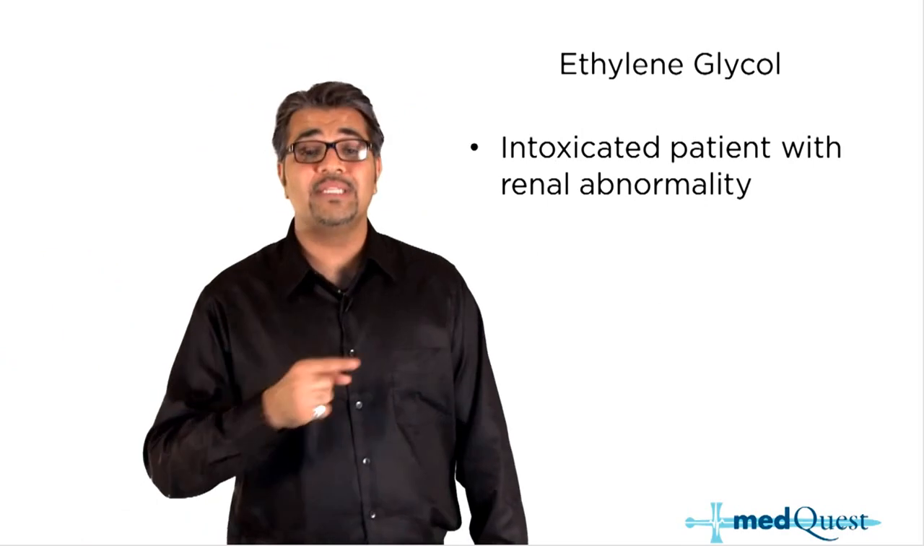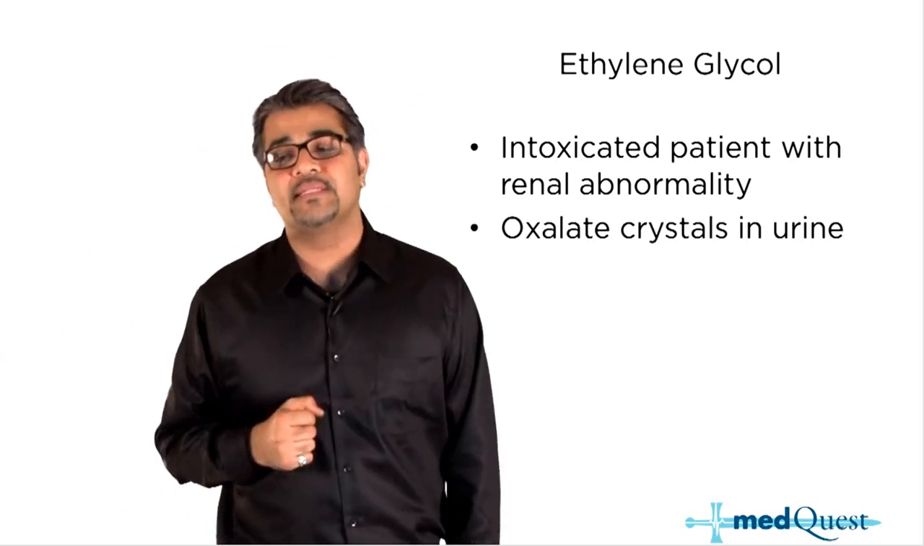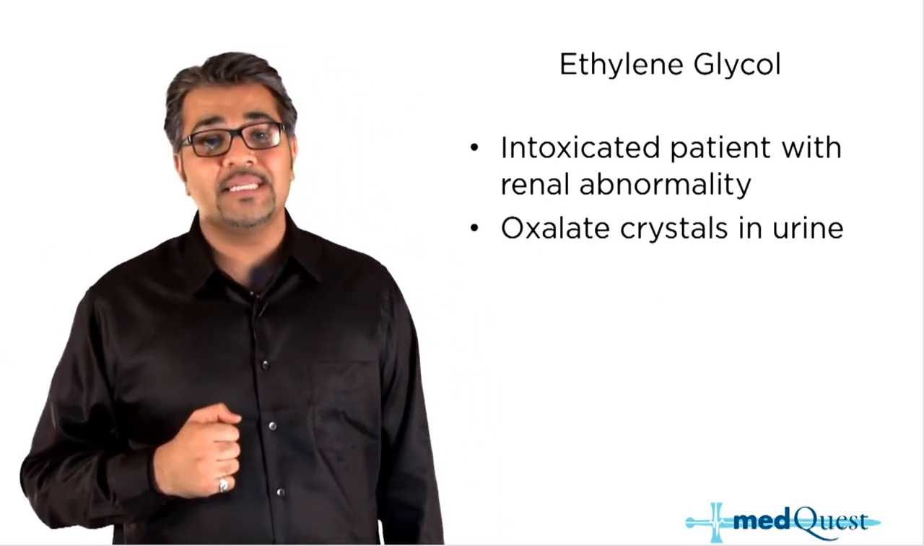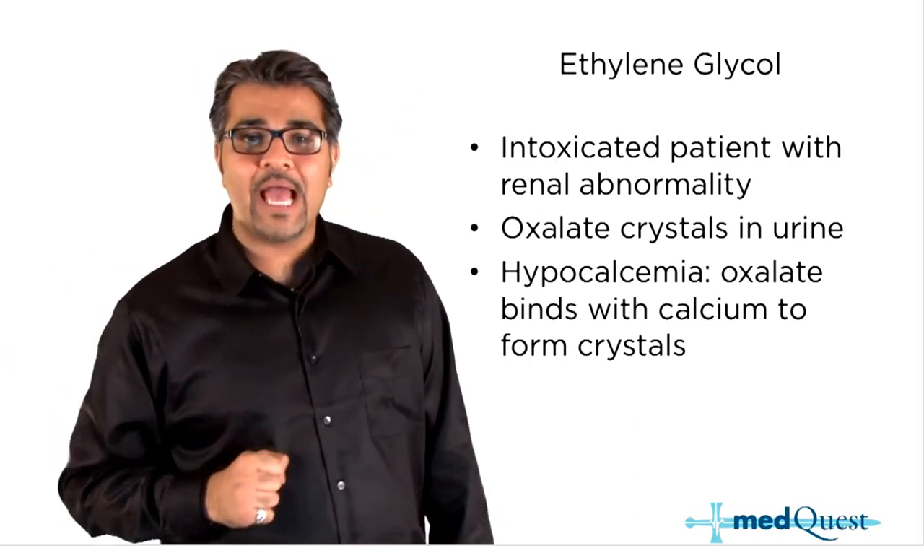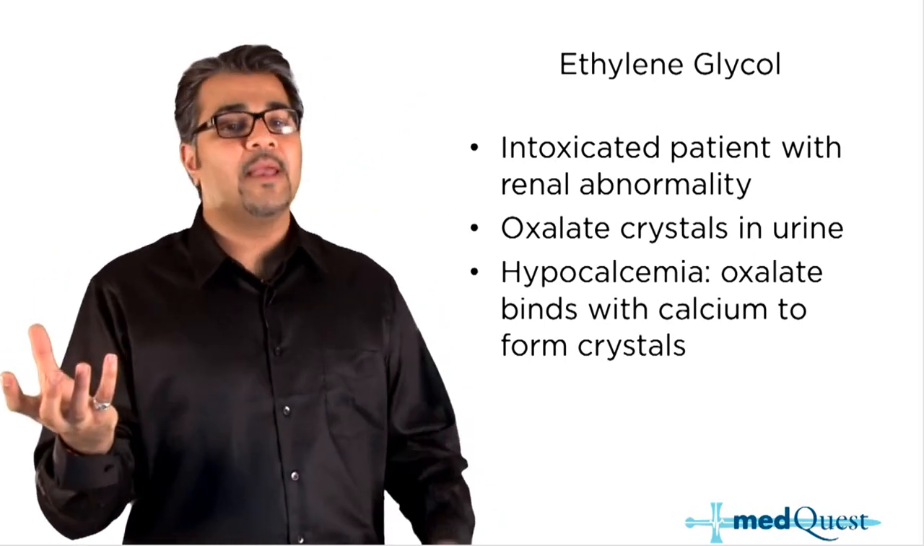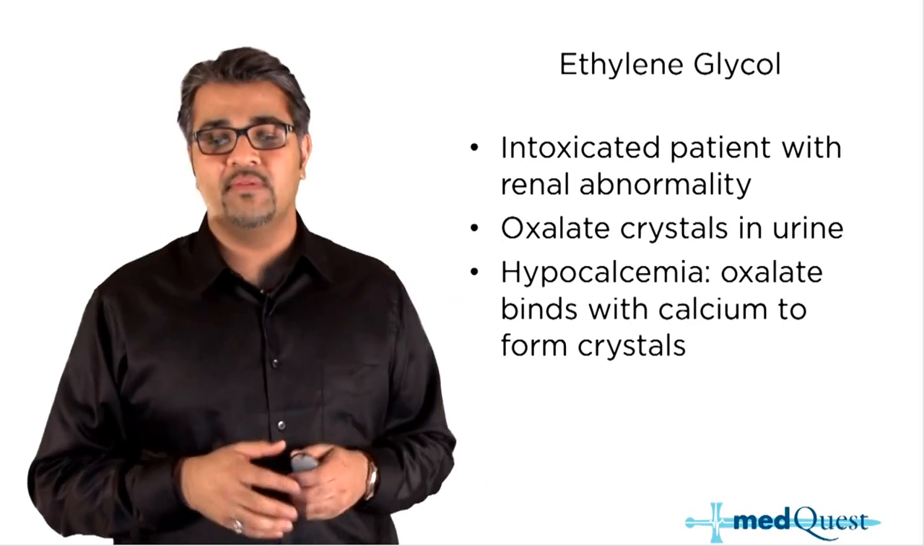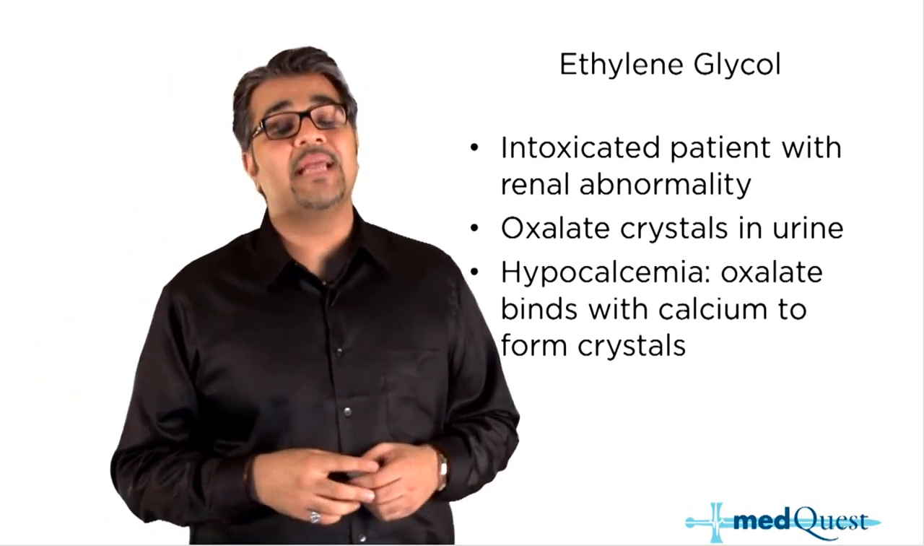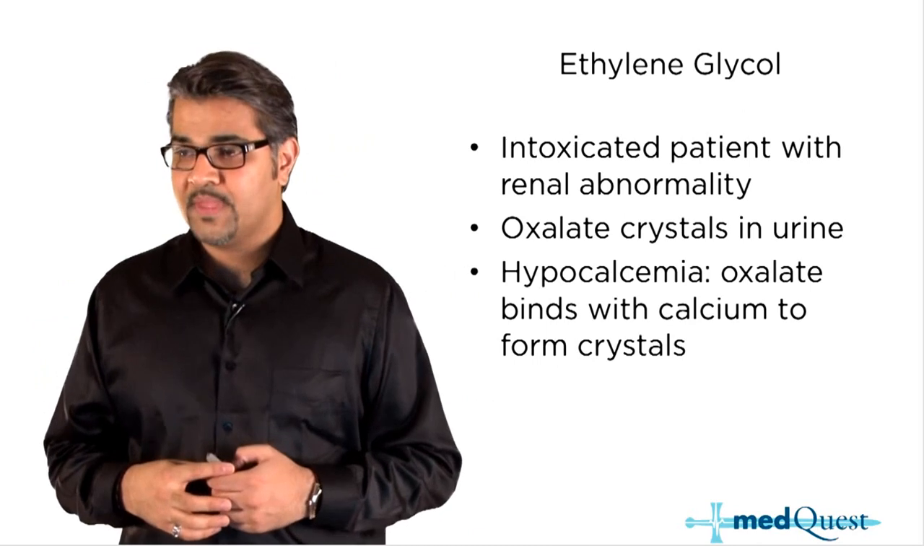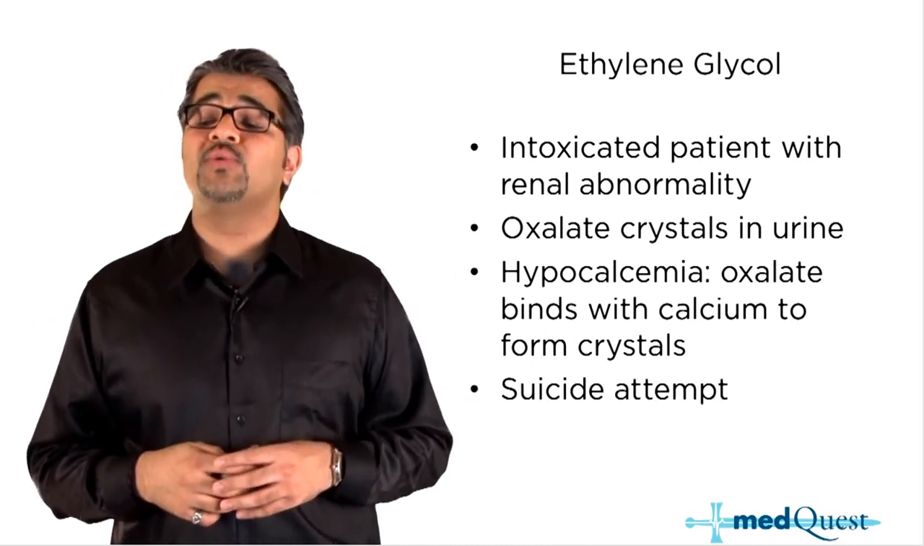Ethylene glycol, well, this is an intoxicated patient with a renal abnormality. What are you going to see? Well, you're going to see oxalate crystals in the urinalysis, and they're going to have, boom, hypocalcemia, because oxalate and calcium go together. They just love each other. They have a torrid love affair. And what happens is they start to bind together to form crystals. Most commonly, it's presented as part of a suicide attempt.